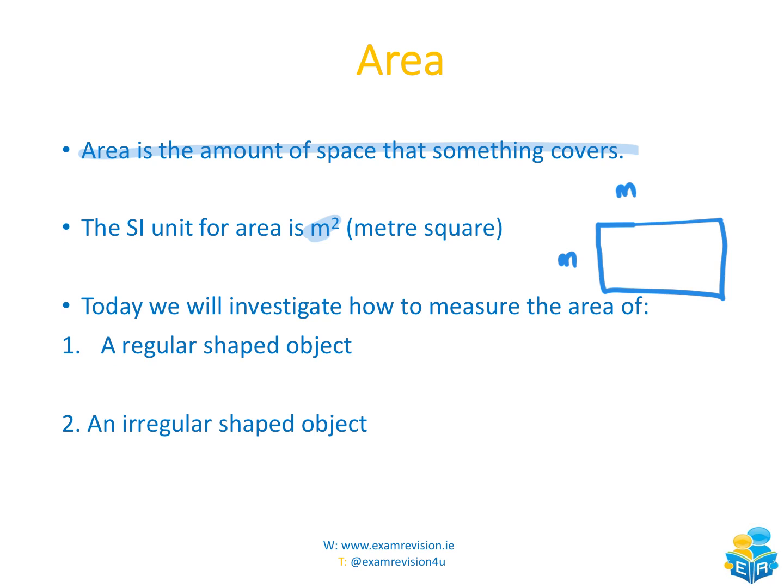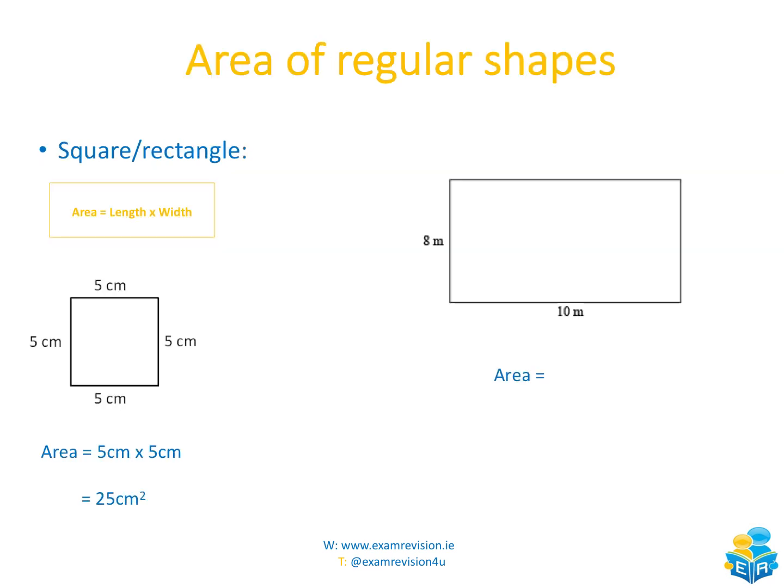Today we'll investigate how to measure the area of a regular shaped object. So something like a square, a rectangle, a circle, a triangle, and also an irregular shaped object as well. So let's say, for example, you wanted to find out the area of your hand, or you wanted to find out the area of a lake on a map that you're investigating.